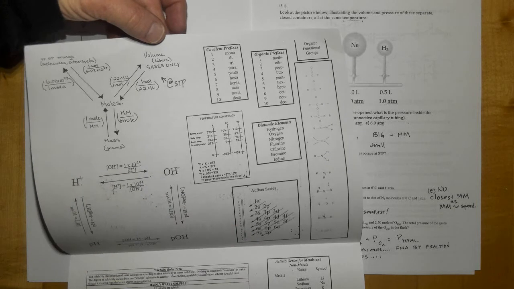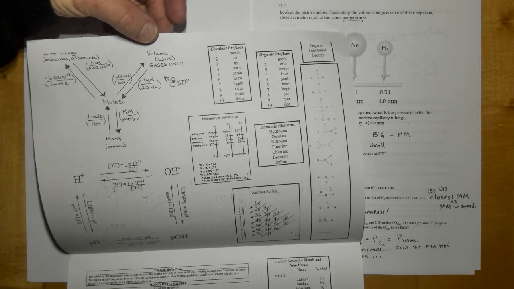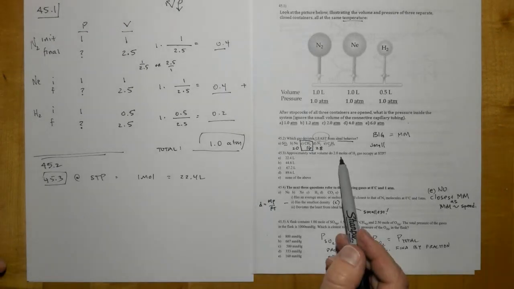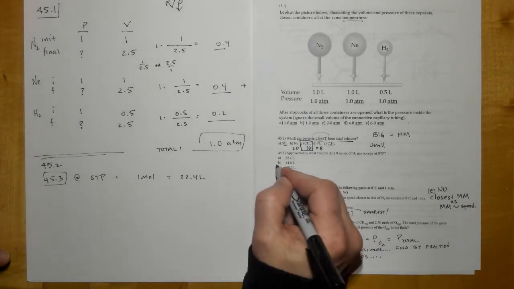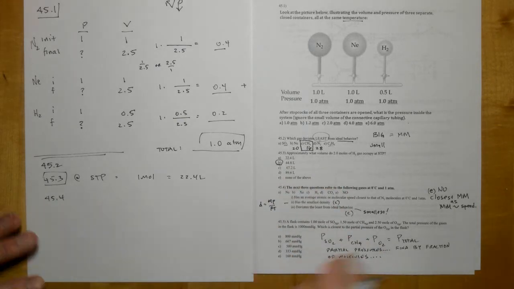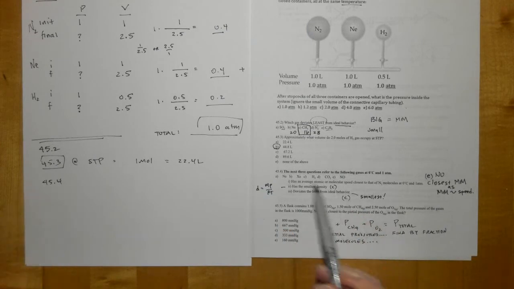That's only true at 273 Kelvin and 1 atmosphere of pressure, which it tells us we're at. So 2 moles would just be double that, so that'd be 44.8. Number 45.4, some good gas questions here.